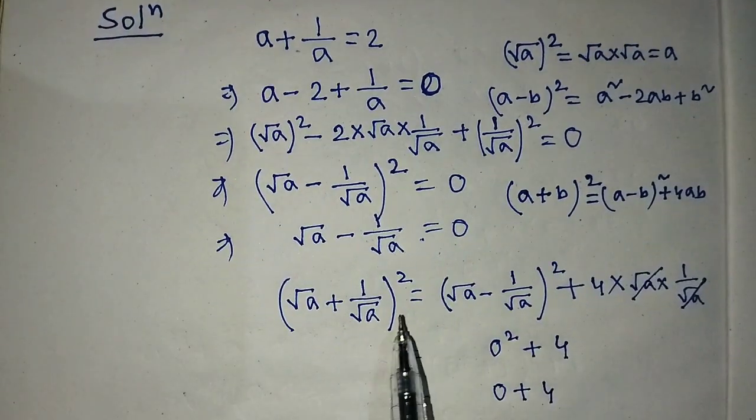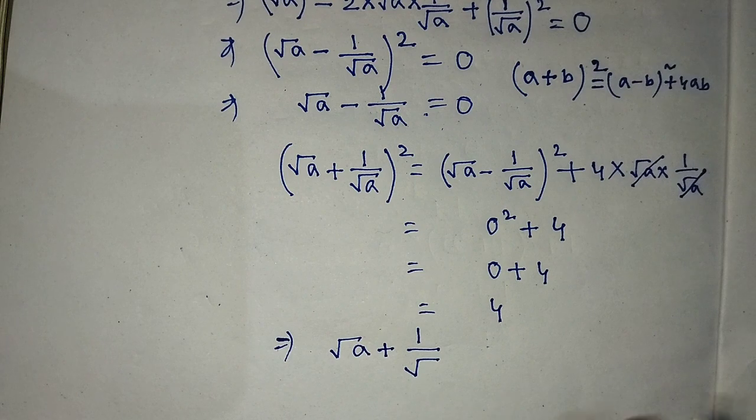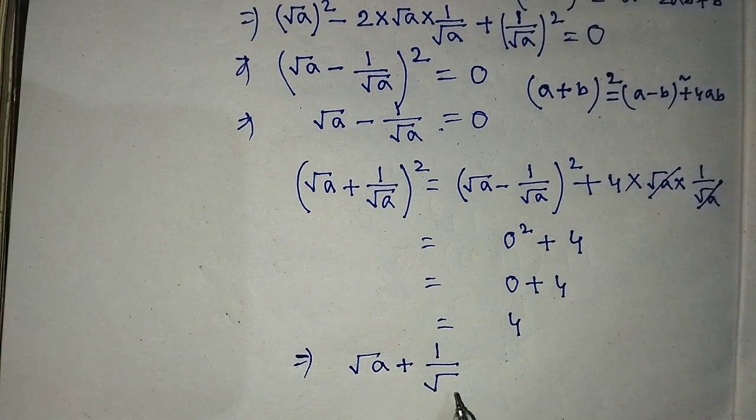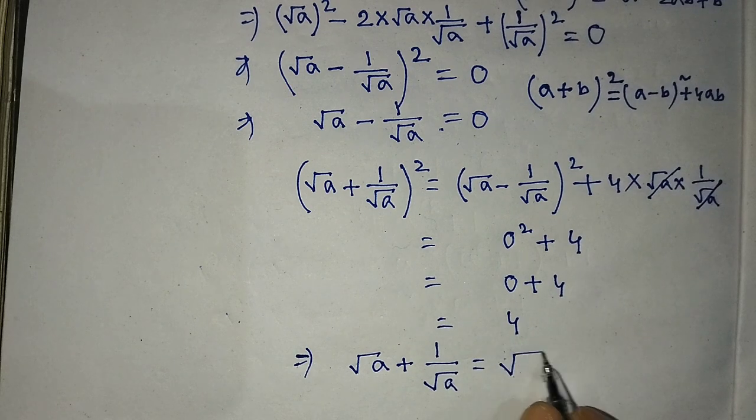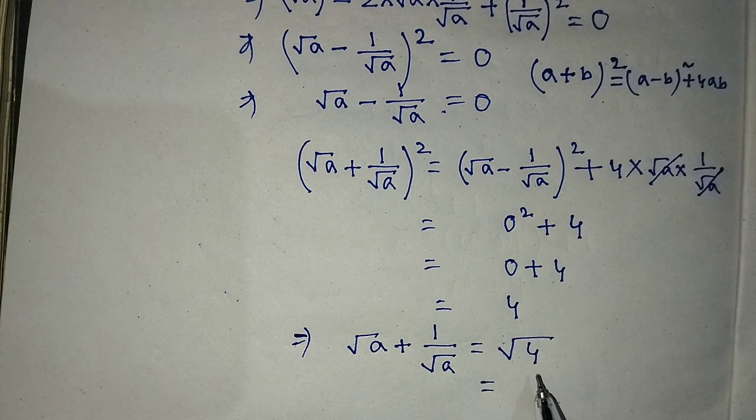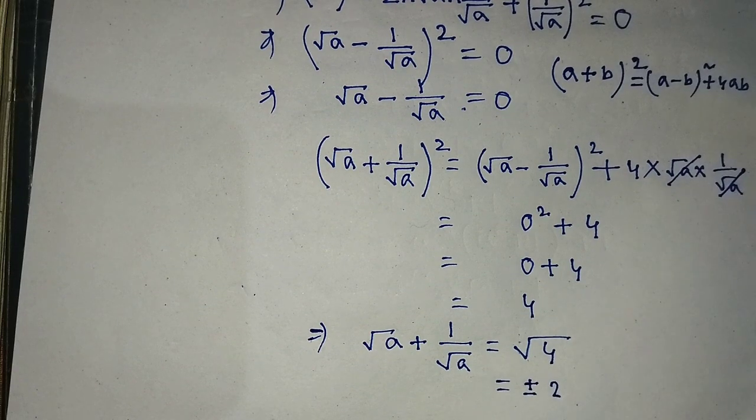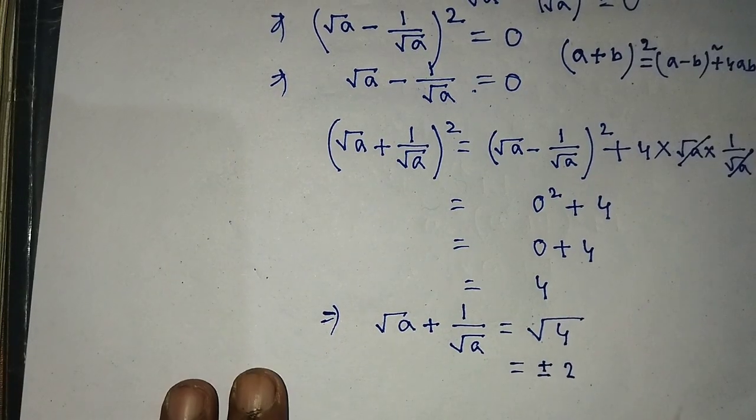So that's why we have to transpose this power from the left side to the right side. Okay, we can write here root a plus 1 over root a is equal to root 4. Okay student, the square root of 4 is plus minus 2. Okay student, so the value of root a plus 1 over root a is plus minus 2. So this is our final answer. My dear student, our answer is complete.